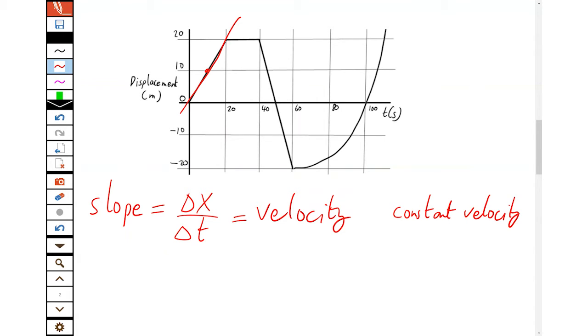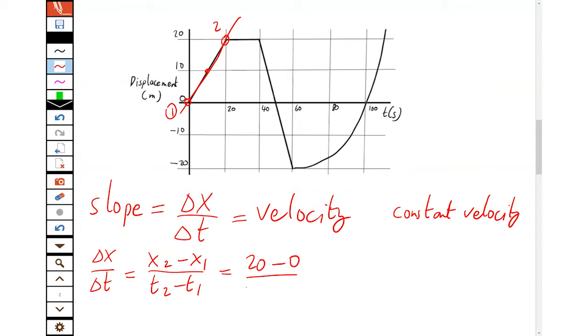And we can work out the velocity. We take the second point and the first point. So the change in position over the change in time, new position minus the old one, new time minus the old one, 20 meters minus 0 over 20 seconds minus 0. So that's moving at 1 meter per second.